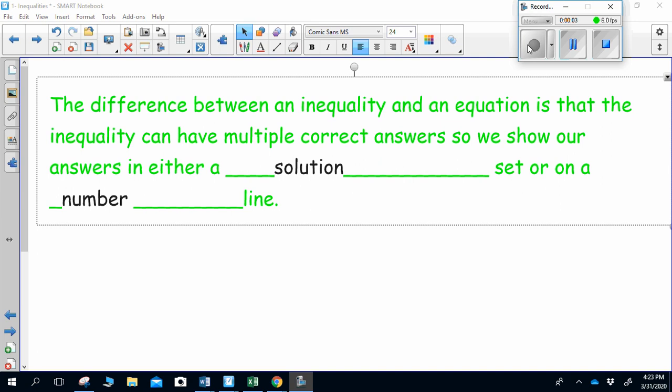All right, so today's lesson, we're going to be talking about the difference between an inequality and an equation and how you can write your answers. The difference between an inequality and an equation is that in an inequality, you can have multiple correct answers.